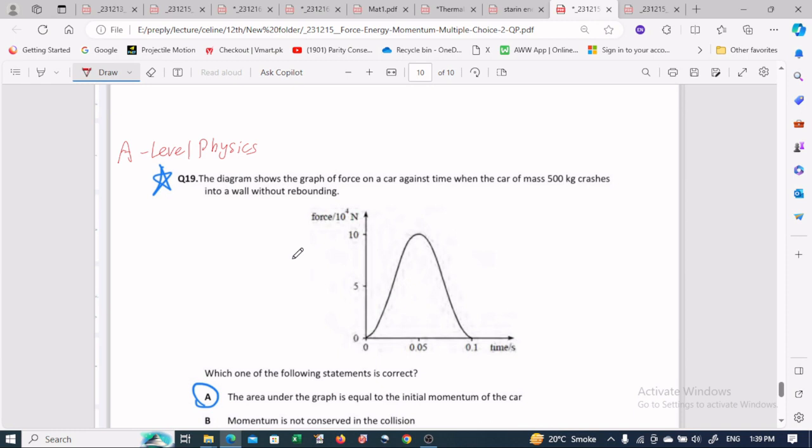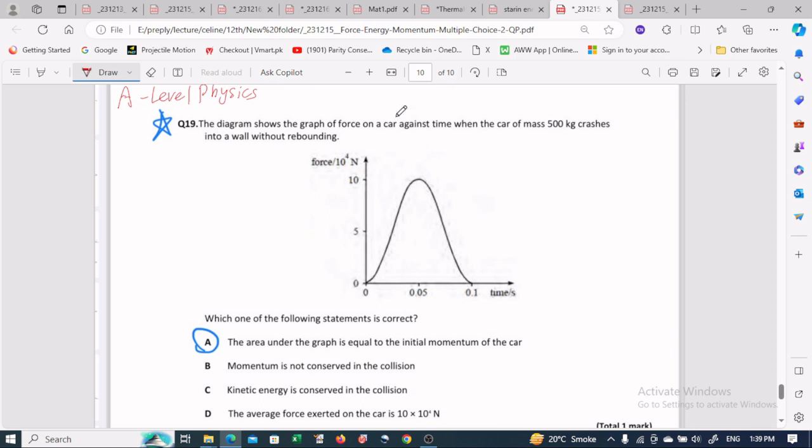I'm going to solve another A-level physics question. The diagram shows the graph of force on a car against time when the car of mass 500 kilograms crashes into the wall.